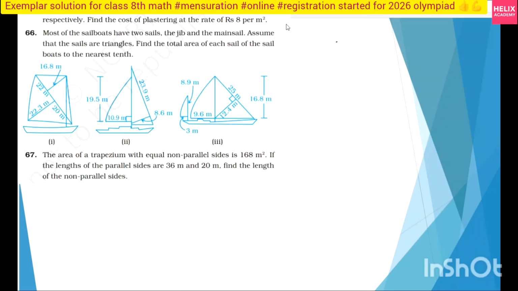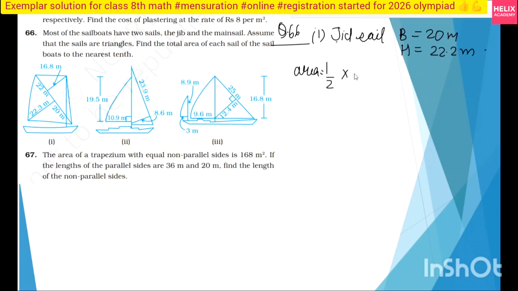Okay, so question number 66, right? So area of the sail will be area of the triangle, right? So first one is the jib sail. Jib sail part, I will say the base is equal to 20 meter and height is equal to how much? 22.2 meter. So the jib sail area will be half base into altitude, 22.2. So it will be 10. So I can say it is 222 meter square, right?